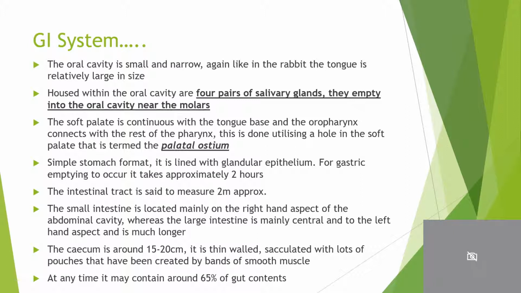The cecum is around 15 to 20 centimetres. It is thin-walled, sacculated with lots of pouches that have been created by bands of smooth muscle, and at any time it may contain around 65% of the gut content.